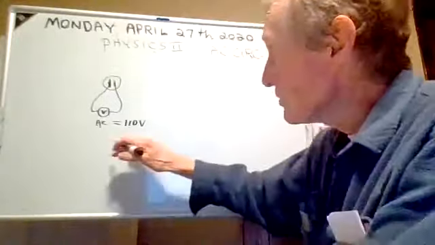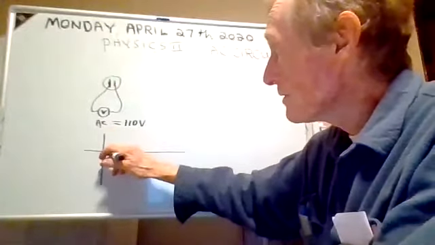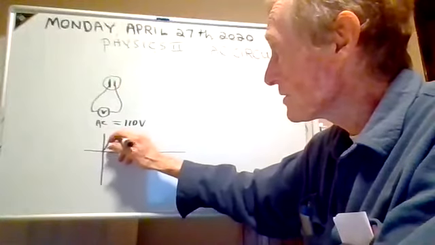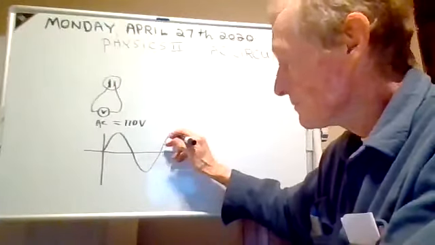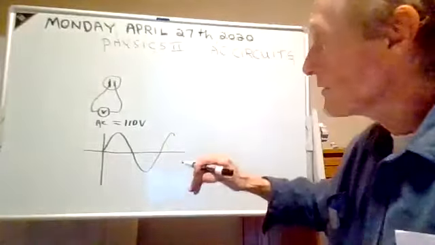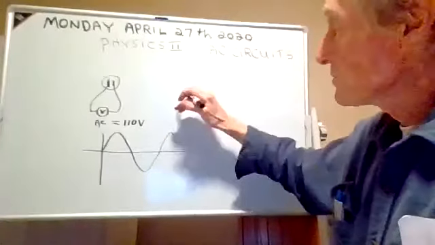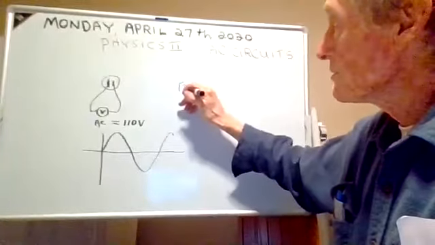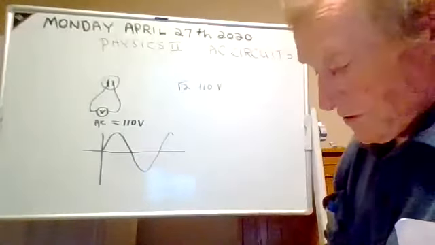Now, what you really have is a voltage that's doing this. It's a sinusoidal voltage, and it's going up to the square root of 2 times 110. Let me see what that is, just a minute. Square root of 2.